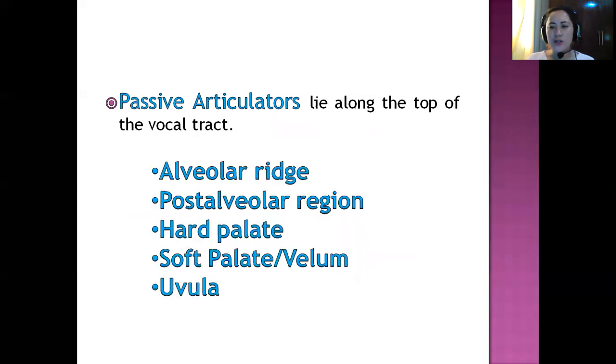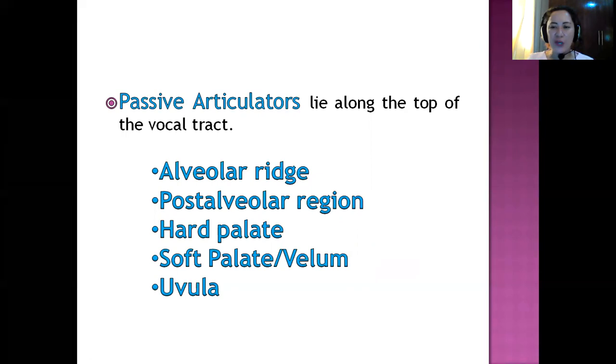So we also have passive articulators. When you say passive, they only depend on the movements of the active articulators. They lie along the top of the vocal tract. Since I don't have a figure to present, let's do it together. Move your tongue to the back of your upper teeth. So here, at the back of your upper teeth.